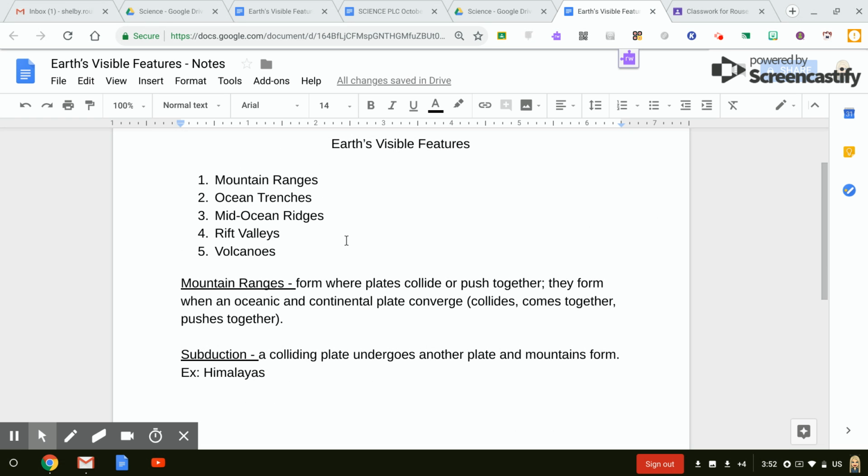Now, the only one of these that we talked about yesterday was the mountain ranges, and we did talk a little bit about subduction, but subduction is just something that happens that causes mountain ranges to occur, but subduction itself is not a visible feature. It's just a cause of one of our visible features. So we're going to continue today by looking at ocean trenches, mid-ocean ridges, and rift valleys.